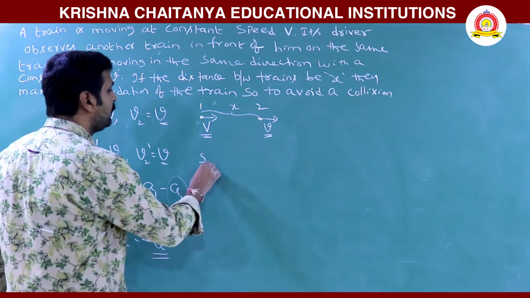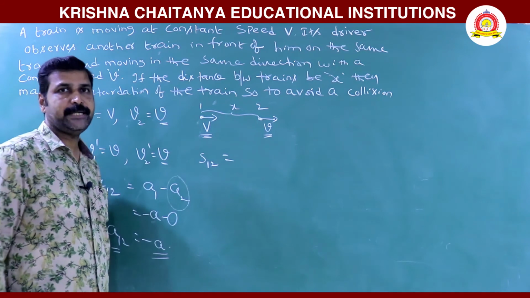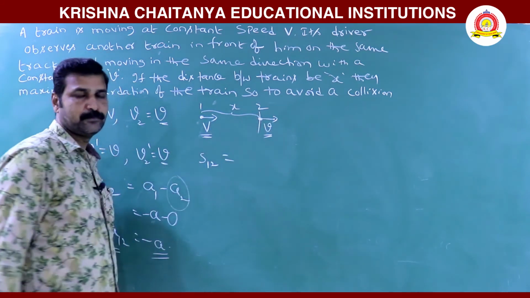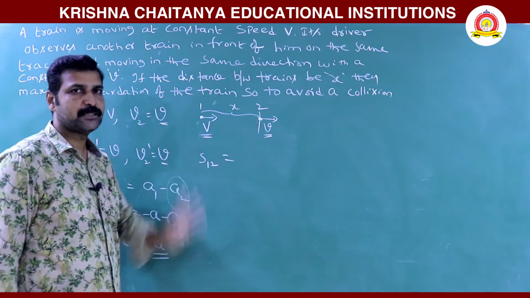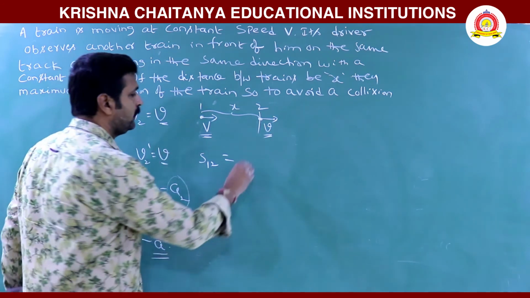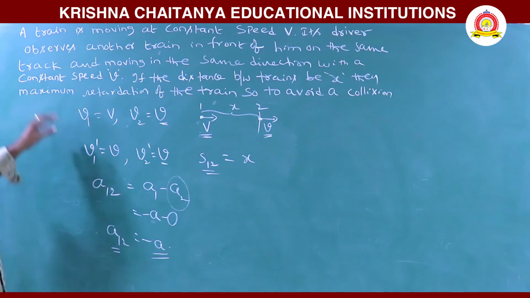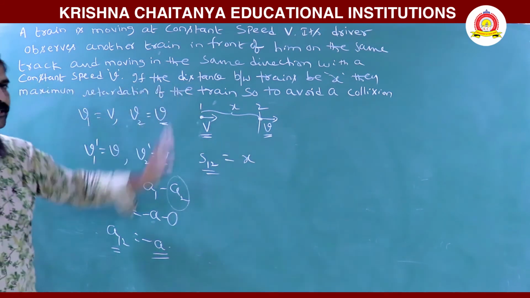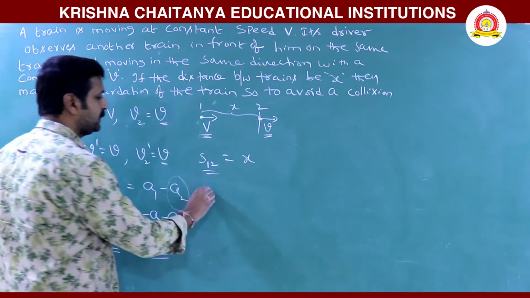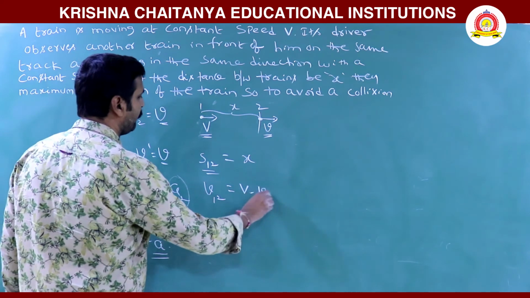Similarly, the displacement of the first train with respect to the second train. To avoid collision, maximum it can travel up to x. If it is more than x, collision occurs. So this displacement should be at most x. Since its maximum value is x, because here you are asked to find the maximum retardation. So, x12 is x. Now, the initial relative velocity v12 is V minus v.